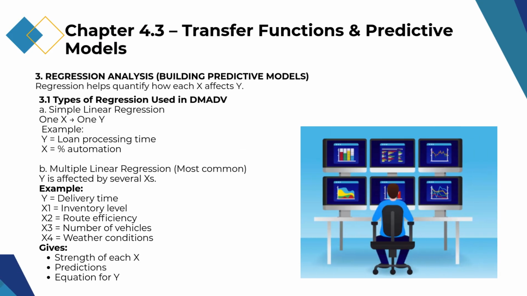Regression analysis is used to understand how changes in input variables x affect an outcome y. Simple linear regression: one input variable predicts one outcome. Example, loan processing time predicted by percent automation. Multiple linear regression, the most common: multiple inputs affect the outcome. Example, delivery time influenced by inventory level, route efficiency, number of vehicles, and weather conditions. Outputs include the strength of each input, predictions, and a regression equation for y.